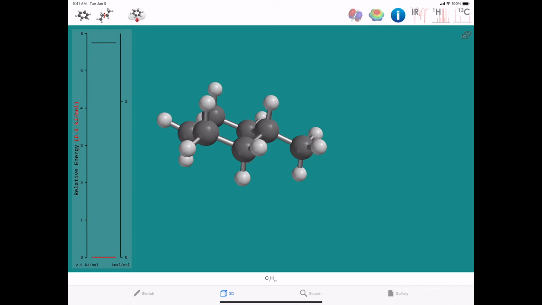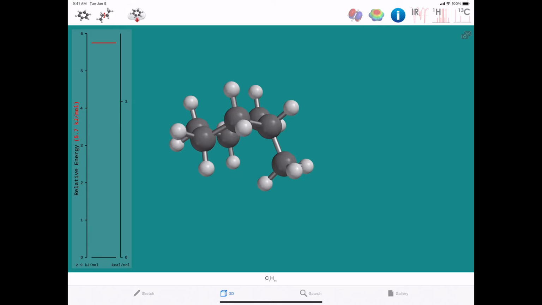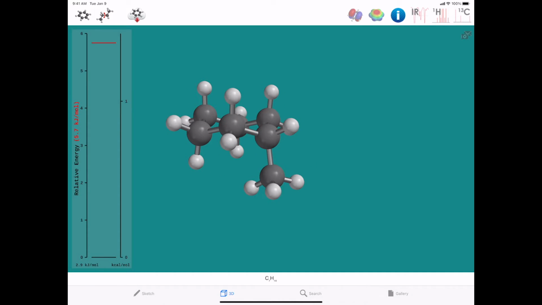If we go up by about 1.7 kilocalories per mole, we can chair flip. Now the carbon that has the methyl group, you can see, is no longer at an up position. It's now angled downward. And the methyl group that was angled downward but equatorial is now still down but axial.